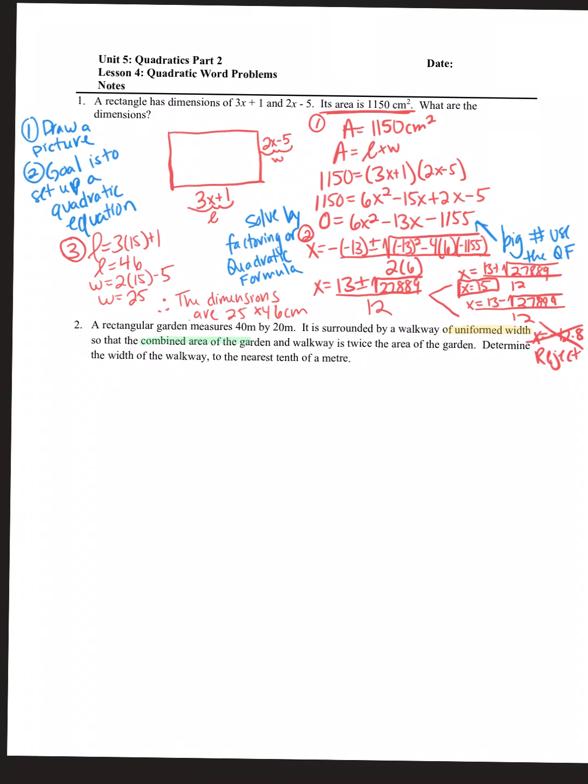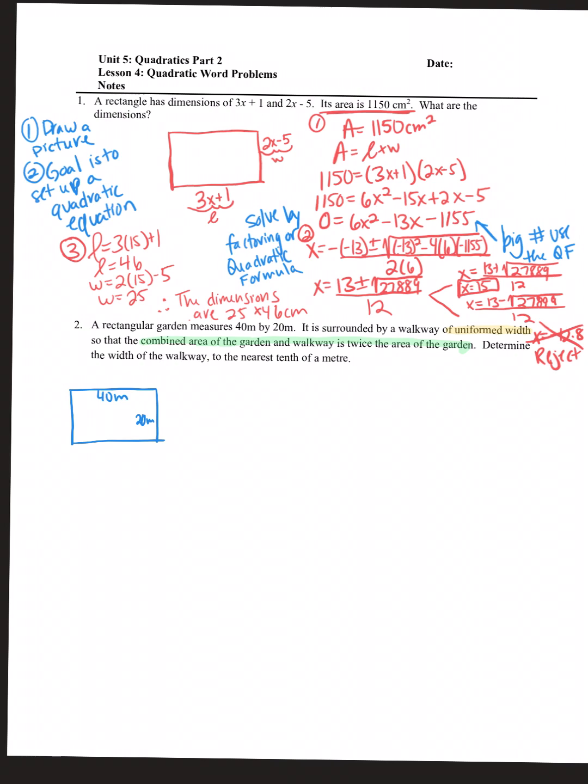The combined area, so when we think combined, we should think total, of the garden and the walkway is twice the area of just the garden. So we'll start by drawing a picture again. So we have a rectangular garden. Okay, and the rectangular garden is 40 meters wide and 20 meters long.